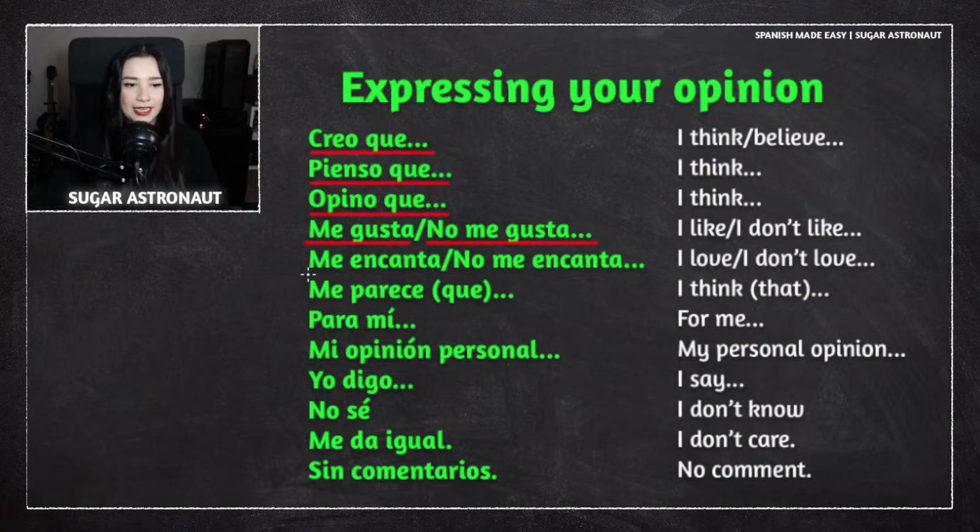The next phrase is me encanta. Me encanta and no me encanta. Me encanta means I love it, or I love if you want to add more to the sentence. Me encanta lo que dices. I love what you're saying. Me encanta lo que dices. Or no me encanta lo que dices. I don't like or I don't love what you're saying. Okay?